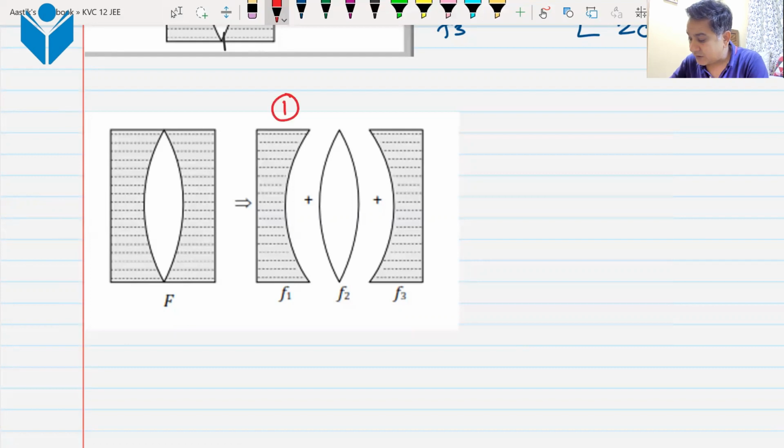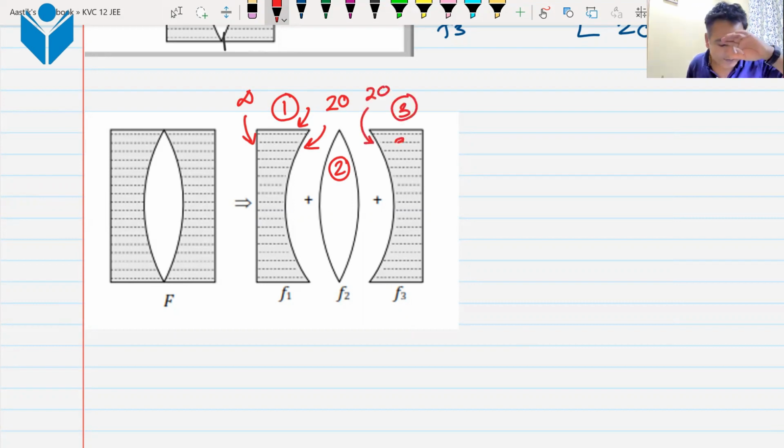This is lens number one. One surface is infinite. The other surface has radius of curvature of 20. This is lens number two. We don't need to calculate anything about that because it is already given. This is lens number three. One of the surfaces has radius of curvature as 20. The other one has it as infinity. Do we understand this, everyone? Yes, sir.